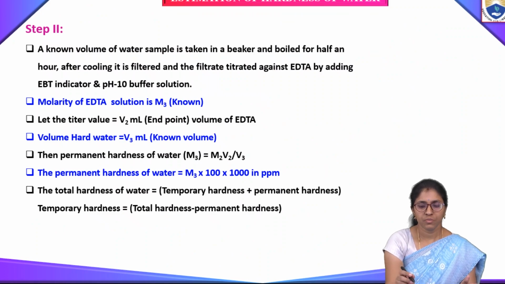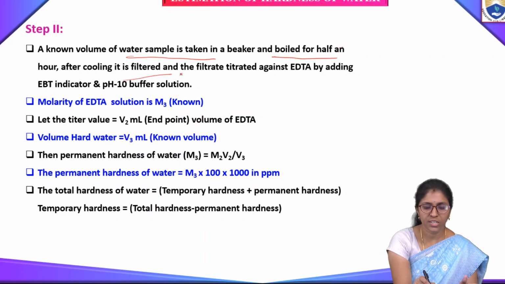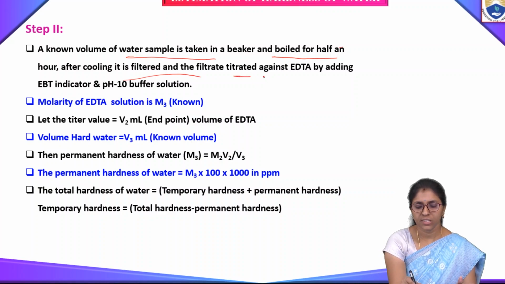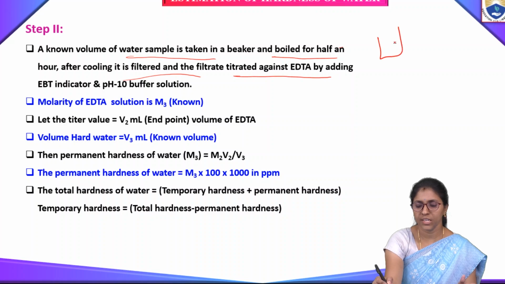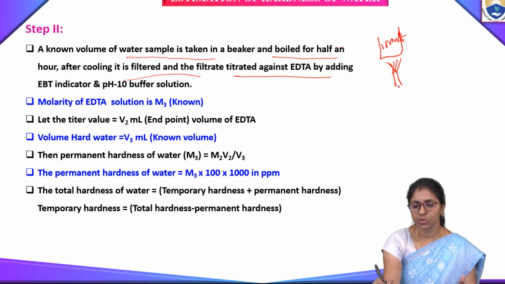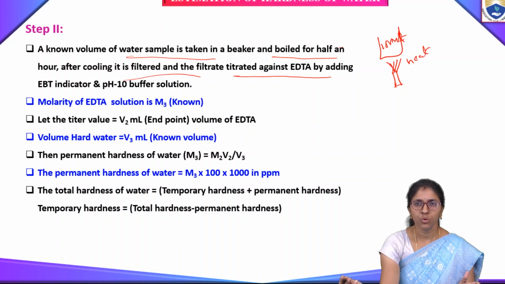Second step is, first we have to take a known water sample, 100 ml, in a beaker and boil it for half an hour. After cooling it, it is filtered and the filtrate is titrated against EDTA. We know that temporary hardness will be removed by simple boiling. So here we are taking a known volume of water and boiling it for 30 minutes.